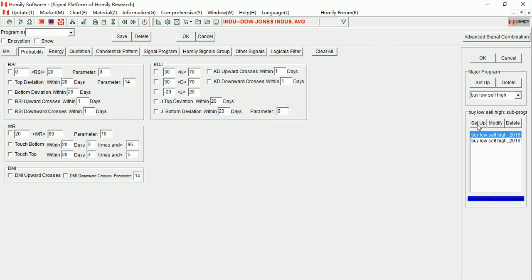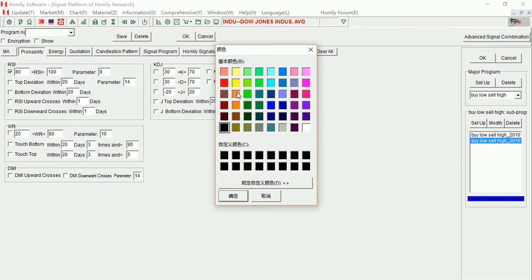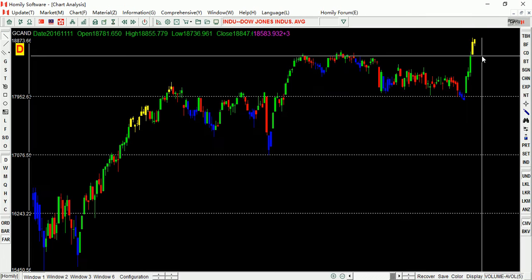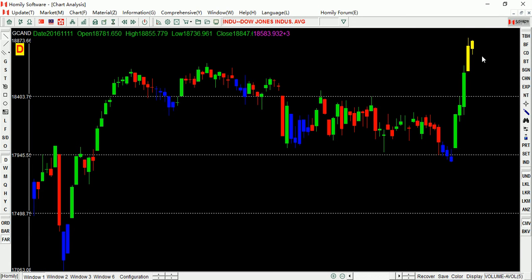Now we need to change the color. If you don't change the color, the colors will be the same, so you cannot tell them apart. How do we change the color? This is the buy low signal, and we use blue. For the sell high signal, we click this one, then click the color, change it to yellow, and click OK. Then click modify, and click OK again. Then you can see the blue candlestick and the yellow candlestick appear, right?